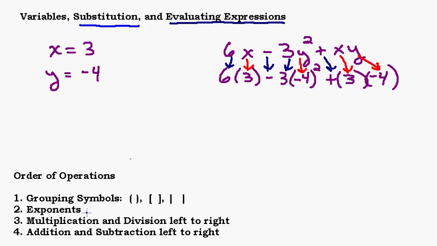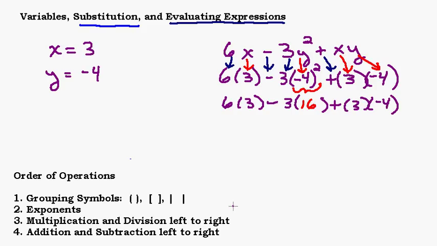Next step is exponents, and we do have one of those right here, this -4 squared. So we want to do that. -4 squared would be -4 times -4, which is positive 16. So let's bring down the rest of this stuff. We're not going to do anything with all this right now. We're just going to do our exponent, which we did.